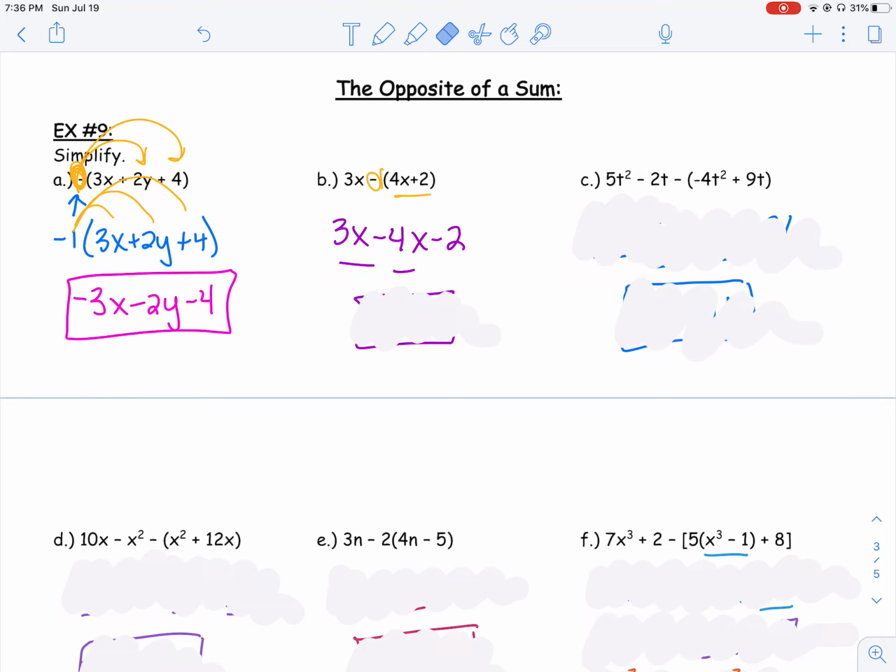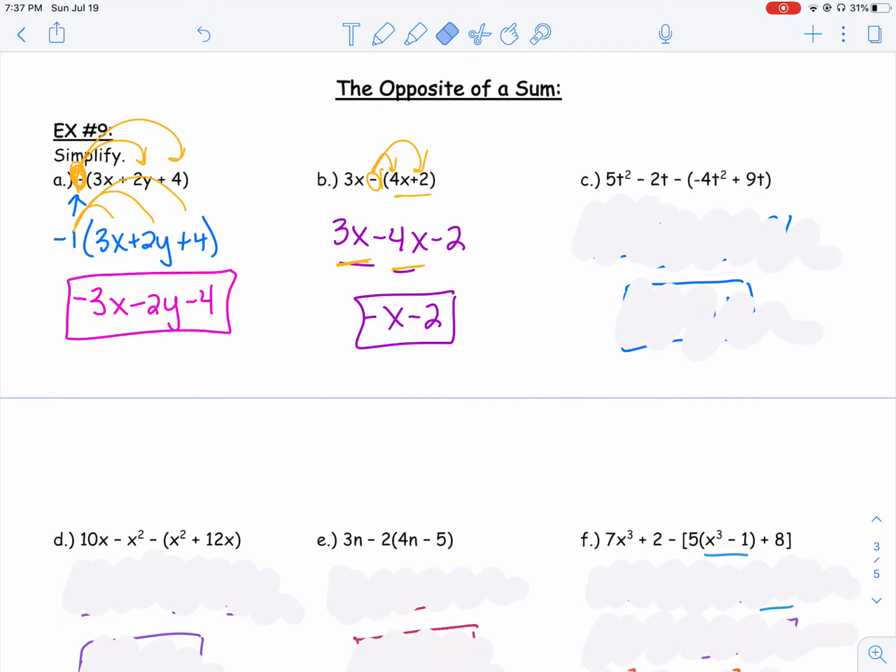So I have a 3x, and then I have the opposite of 4x, which is negative 4x, and the opposite of positive 2, which is negative 2. What I really want to do is make sure that I distribute this negative 1 to every term inside the parentheses. But now look, I have a 3x and a 4x, which are like terms that I can combine. So 3x minus 4x is really a negative 1x, and then I have the minus 2 in the back. They're not like terms, so I can't do anything more with this problem.